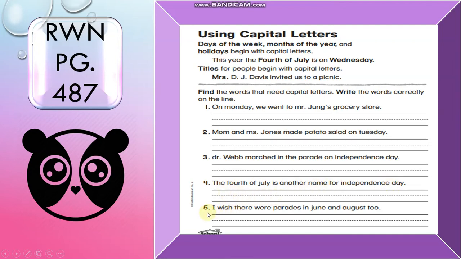Next, number 5, I wish there were parades in June and August too. So tell me, which words do I need to capitalize? Is it June? Is it August? Is it parades? What is it?